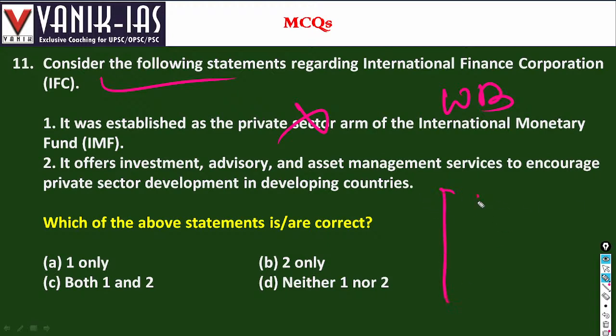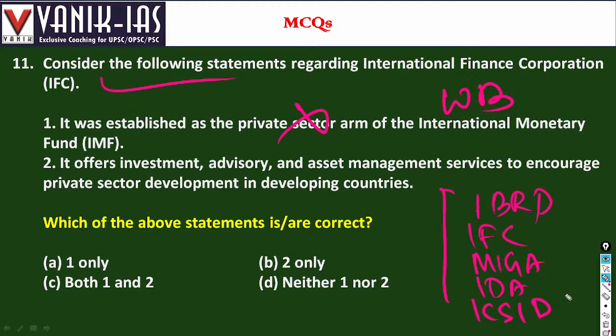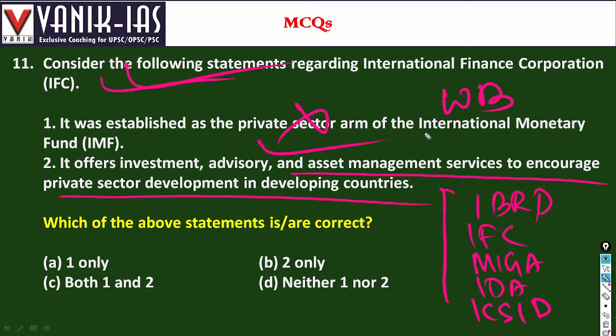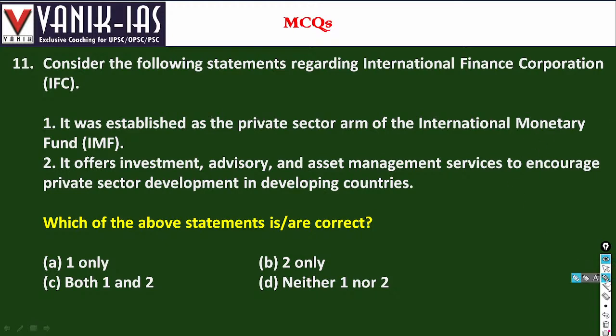The World Bank Group has 5 institutions: IBRD, International Bank for Reconstruction and Development; International Finance Corporation; MIGA, Multilateral Investment Guarantee Agency; IDA, International Development Association; and ICSID, International Centre for Settlement of Investment Disputes. So these are the 5 branches. So the first statement is right. It offers investment, advisory, and asset management services to encourage private sector development in developing countries. So the second statement is right. The World Bank Group and IMF are called Bretton Woods institutions.